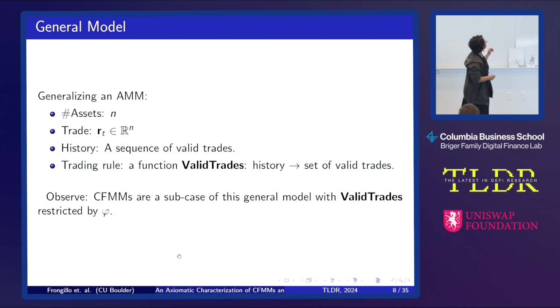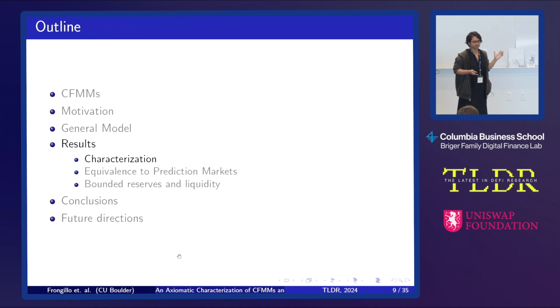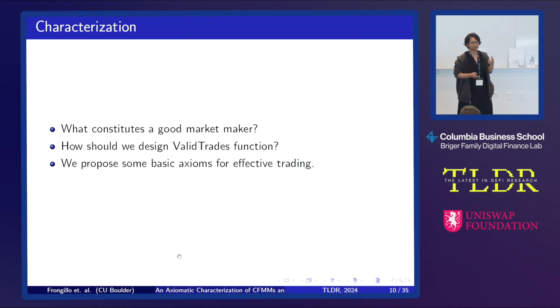So observe that CFMM is actually a subcase of this general model when you restrict the valid trades by the function phi, given we saw the way we restrict is by restricting it to a single indifference curve using phi. So we start out with this general model, and we're going to look into an axiomatic characterization result first, and our results are threefold. For the first one, any characterization is going to ask this question: what constitutes a good market maker? Or alternatively, how should we design this valid trades function? It could be any function. It could map a history to actually a set of trades.